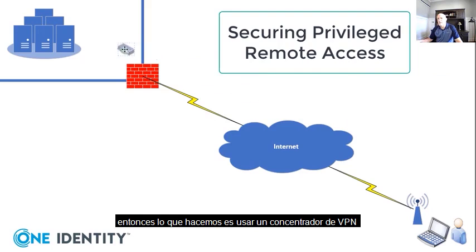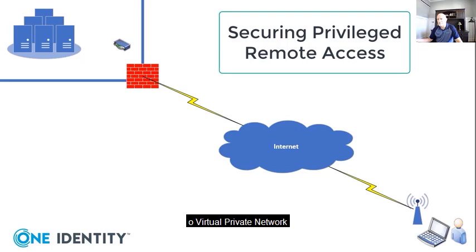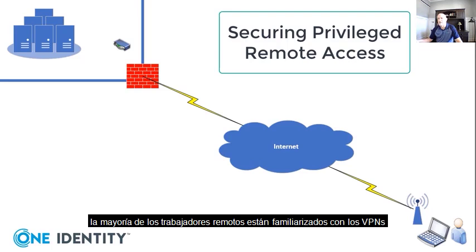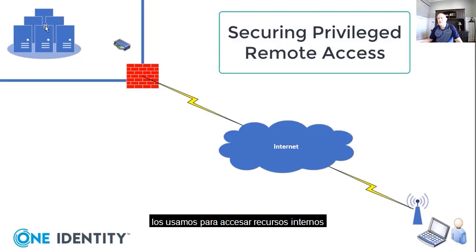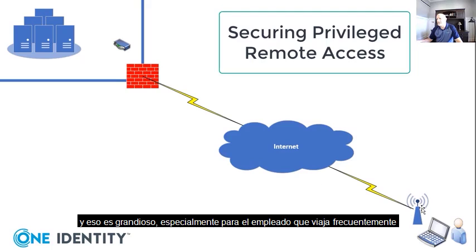So what we do is we bring in something like a VPN concentrator or virtual private network. Most of us that work remotely are very familiar with VPNs. We use them to access internal resources, virtual private network. So it's designed to make it seem like you are working in the building when you're actually remote. And those are great for things like, especially the traveling worker.